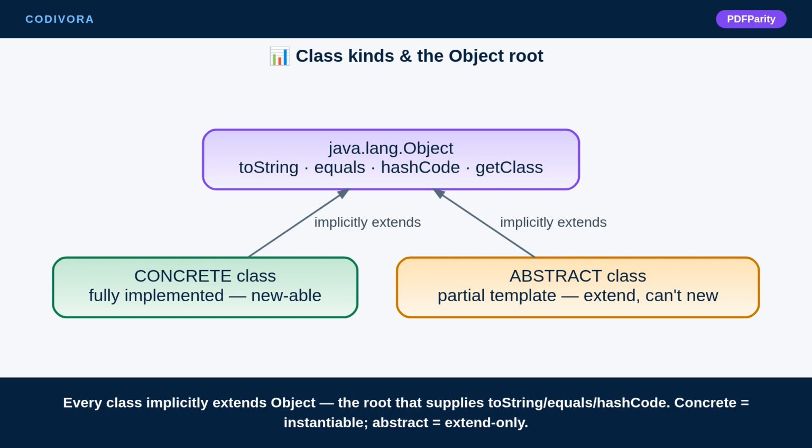Every class implicitly extends Object, the root that supplies toString, equals, and hashCode. Concrete means instantiable. Abstract means extend only.